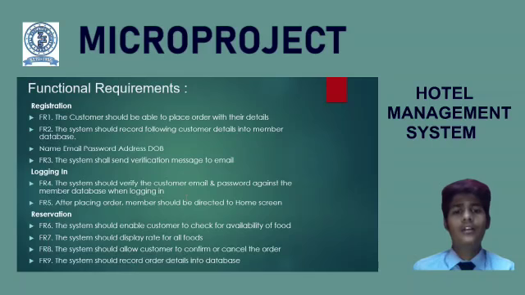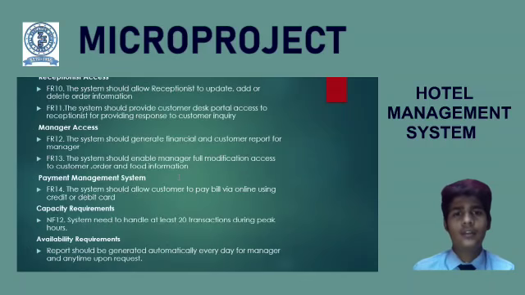Reservation. The system should enable the customer to check availability. The system should display the rate of all items. The system should allow the customer to confirm or cancel their order. The system should record order details into the database. Reception access. The system should allow reception to update or delete order information. The system should provide customer desk portal access to reception for responding to customer inquiries.